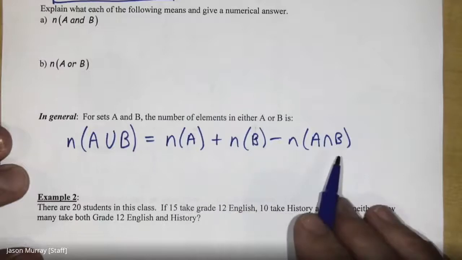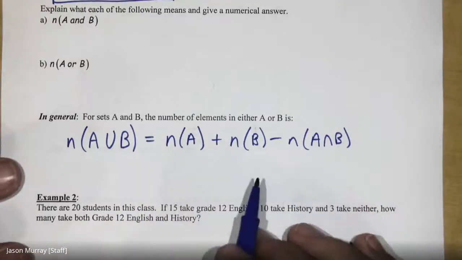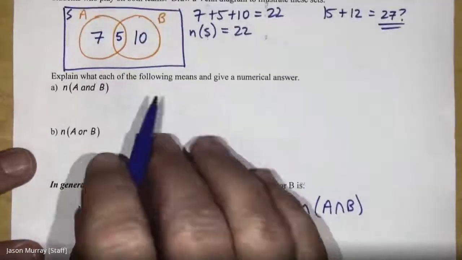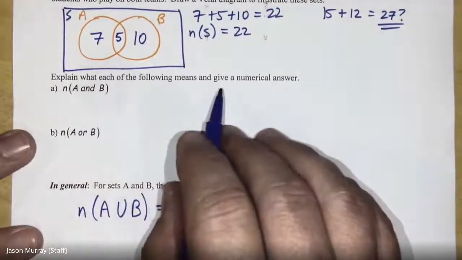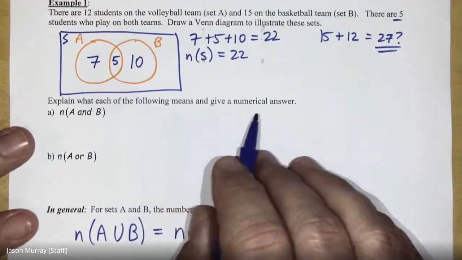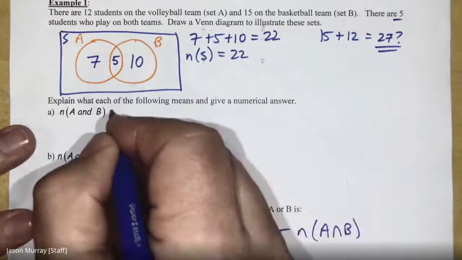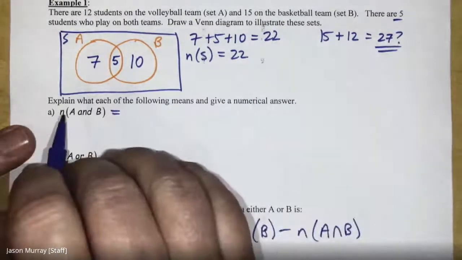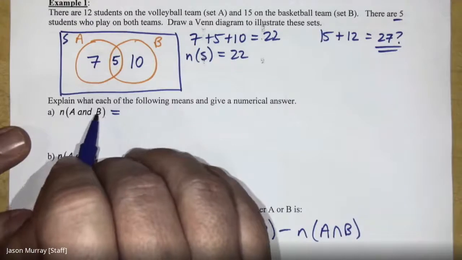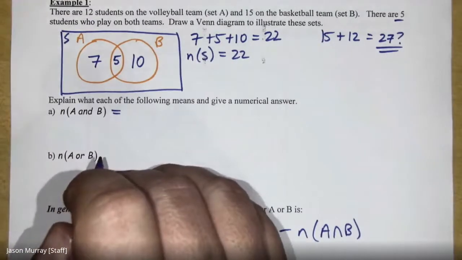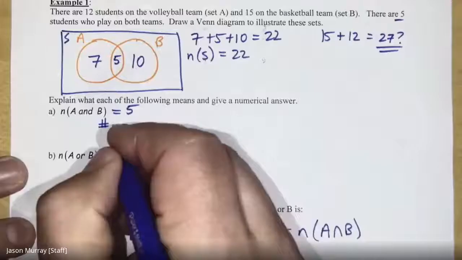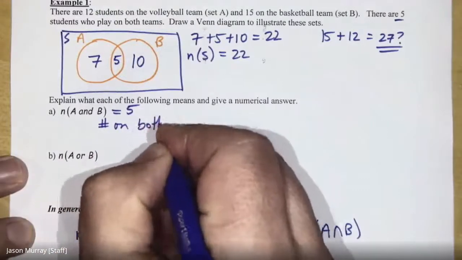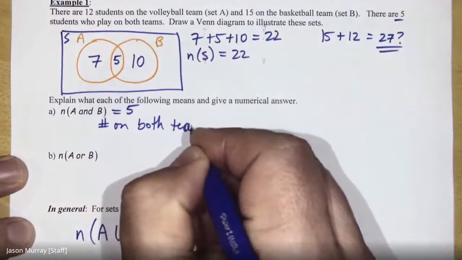You're going to use this formula a lot, and you're going to develop another one coming up for 3 sets in just a second. So explain what each of the following means. I want to know what it means and then give me a numerical answer. Actually, let's do the numerical answer first. So what is the number in A and B? What does that mean? And what's the answer? Ryan? It's the number of people on both teams, so where the two intersect, and that is 5. Good. So the number on both teams. Love it. That's a great explanation.